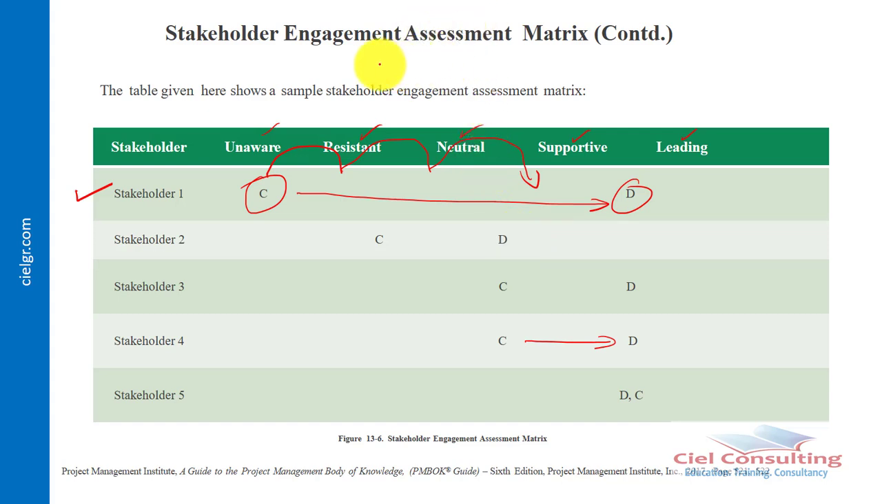So this will help you to determine the amount of effort that you need to invest in your stakeholders to get them to become supportive, which is the most important and then of course the most desirable stage of your stakeholders' engagement. In other words, to get your stakeholders to become supportive.